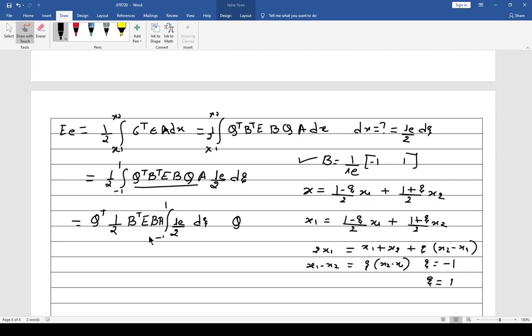Okay, now if I compare this, it is equal to 1 by 2 kq square, because this is the energy. 1 by 2 kq square, and here a q will be multiplied. So this is the energy, that is 1 by 2 kq square.